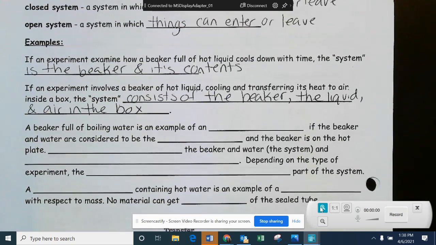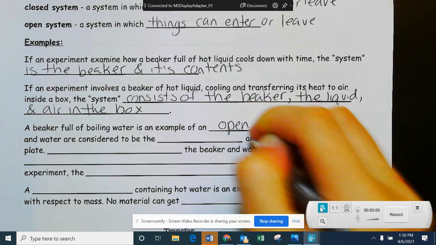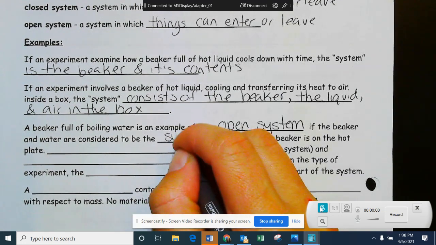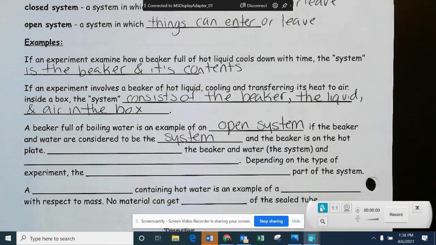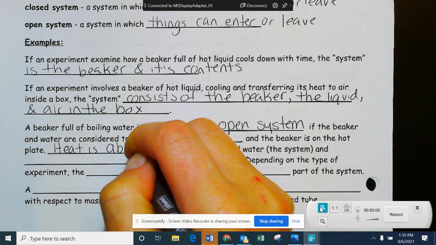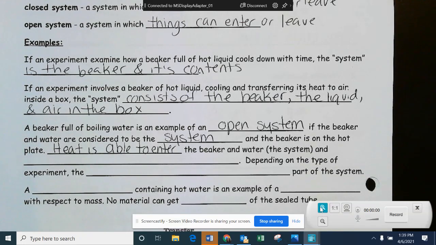A beaker full of boiling water, no lid on it, is an open system. But if the beaker and the water are considered to be the system, and the beaker is on the hot plate, heat is able to enter. So that's energy. It's able to enter the beaker and the water, that system. And water vapor is able to escape.